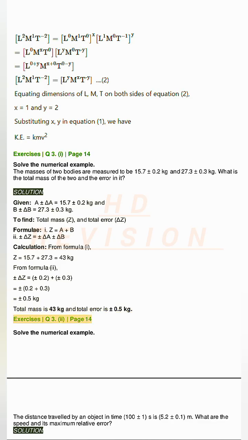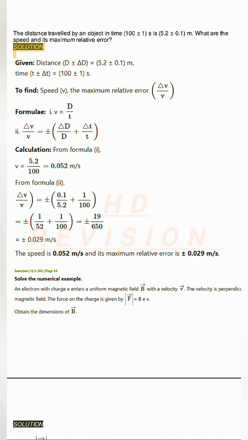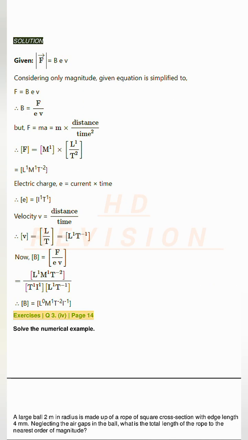Exercises Q3. II. Page 14. Solve the numerical example. The distance traveled by an object in time 100 plus or minus 1 s is 5.2 plus or minus 0.1 m. What are the speed and its maximum relative error? Solution. Exercises Q3. IV. Page 14.